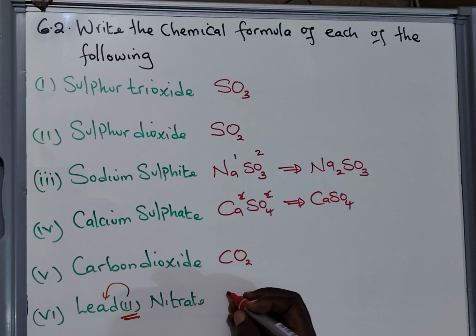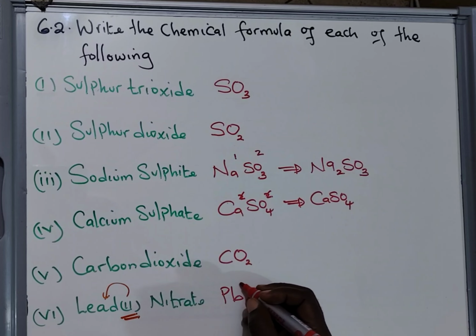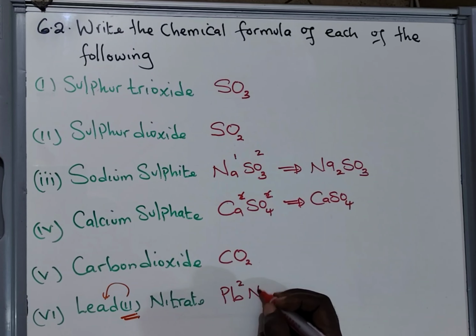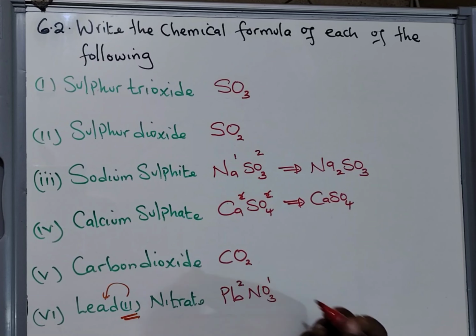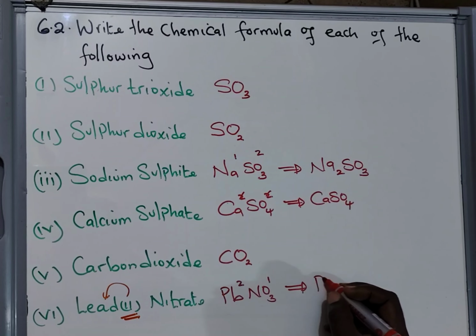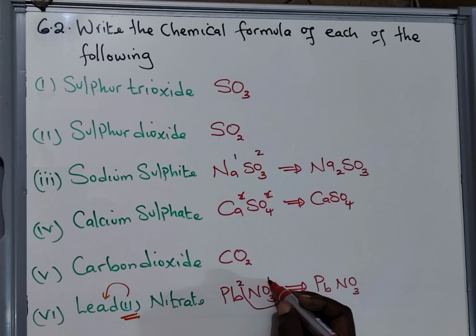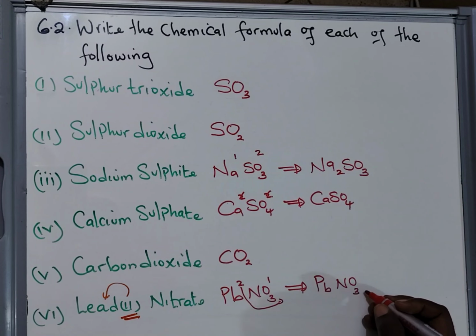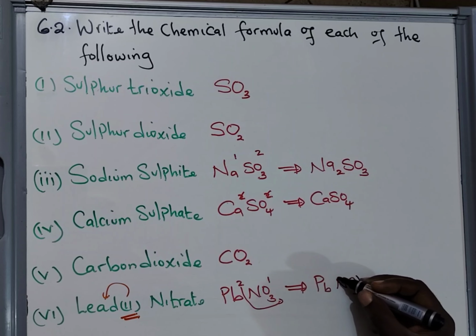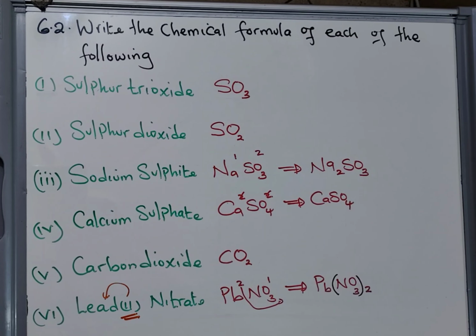So we are going to say lead with 2 and nitrate with 1. You're going to check these valences. So what do we get here? We are going to get Pb NO3. Remember the 2 went there and 1 came here, but we don't write 1, but we are going to write the 2. But when you write the 2 there, we have to know that the 2 is for the whole nitrate. So you put a bracket here to show that.